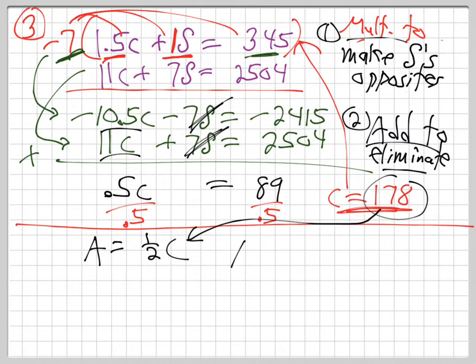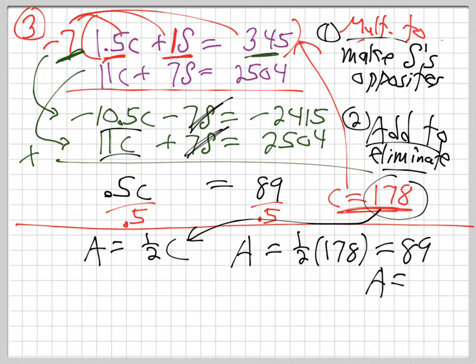Plug in 178 there. Adults is half of 178. So divide by 2, in other words, 89. So A, the number of adults that went to the movie, must have been 89.